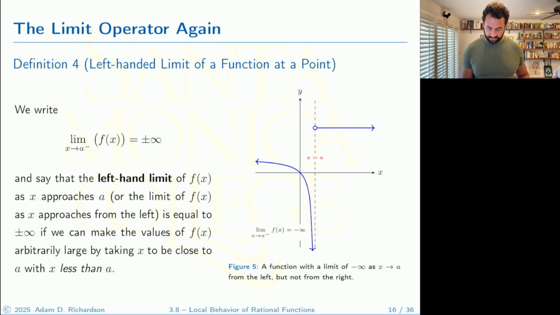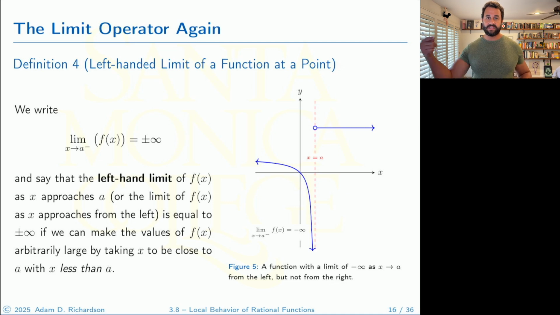So here's an example of a function right here, where as x approaches a from the left, f of x approaches negative infinity, just like that. So the limit is negative infinity. But notice that's not the same if we come from the right. If x approaches a from the right, f of x is just approaching that hole right there, not going to plus infinity or minus infinity. This is why we need to be able to talk about left versus right.